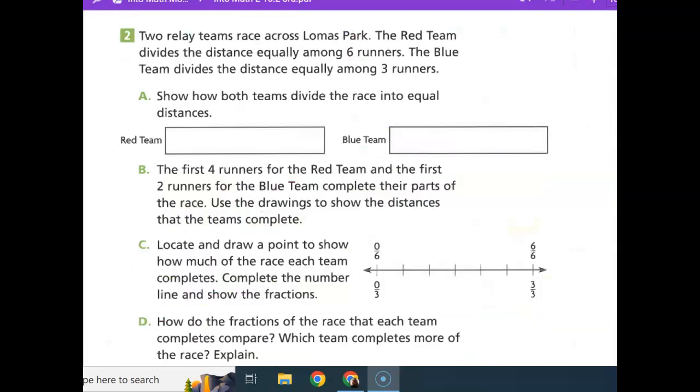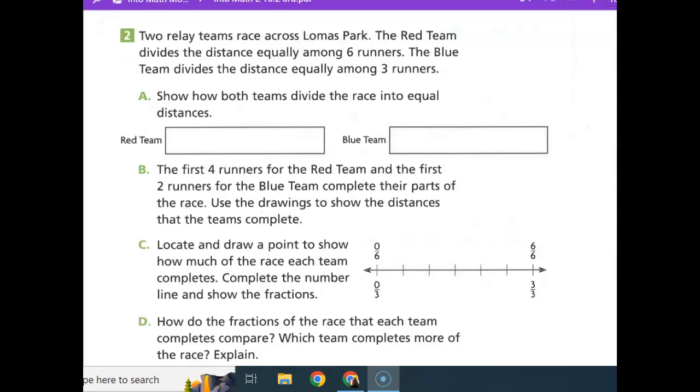We've turned the page over now, we're on 427. Two relay teams race across Lomas Park. The red team divides the distance equally among 6 runners. The blue team divides the distance equally among 3 runners.